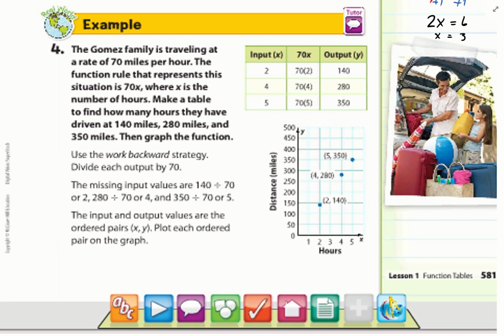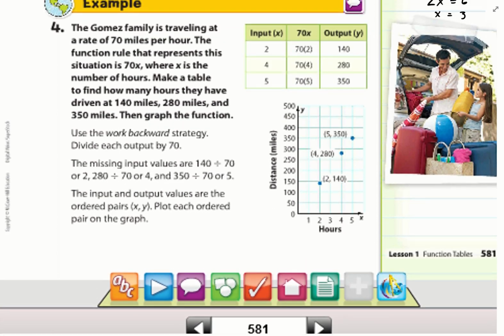Okay, example 4, it says the Gomez family is traveling at a rate of 70 miles per hour. The function rule represents the situation as 70x, where x is the number of hours. Make a table to find how many hours they have driven 140, 280, and 350 miles, then graph the function. So they have a function table of 70x. We have our output values of 140, 280, and 350.